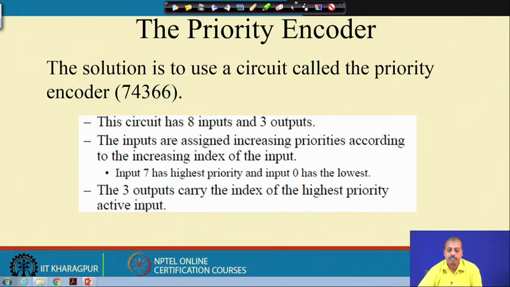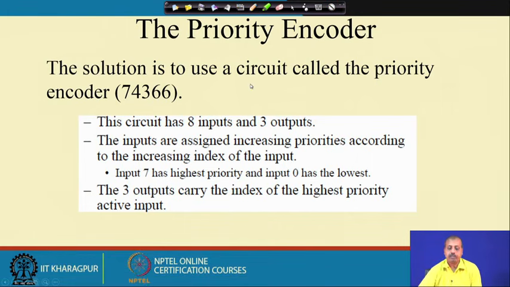The other policy that we have is by means of a priority encoder. The 74366 chip is a priority encoder. This circuit has got 8 inputs and 3 outputs. The inputs are assigned increasing priorities according to the increasing index of the input. So, 0 has got the lowest priority going to 7. Input 7 has the highest priority and 0 has the lowest priority, and the 3 outputs carry the index of the highest priority active input.